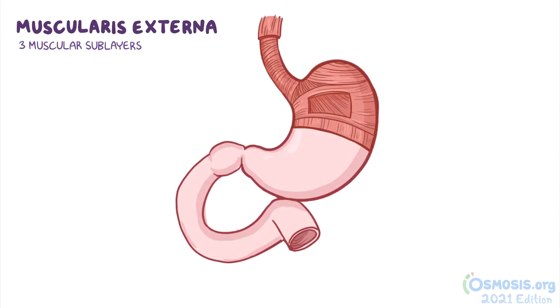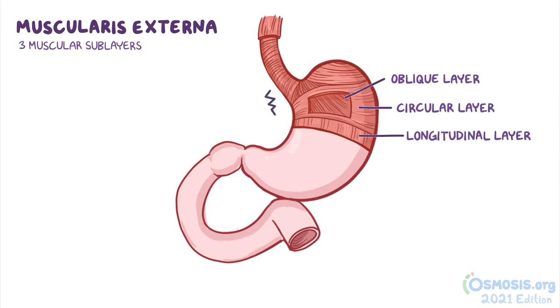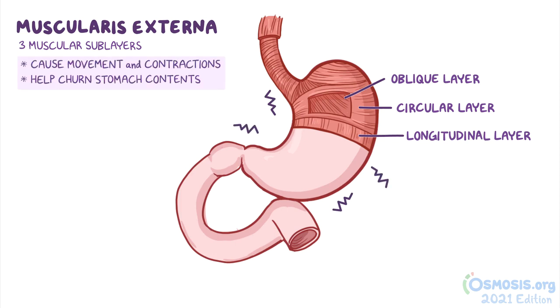Superficial to the gastric mucosa is the muscularis externa, which consists of 3 muscular sublayers. From internal to external, these are called the oblique layer, circular layer, and longitudinal layer. These layers of smooth muscle work together to cause movement and contractions within the stomach to help churn the stomach contents necessary to digest our piece of pizza.